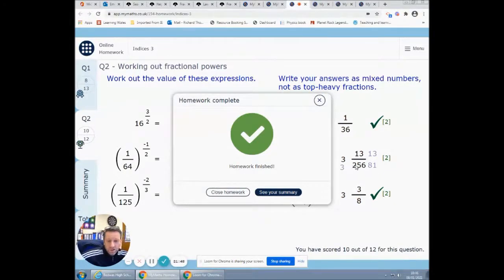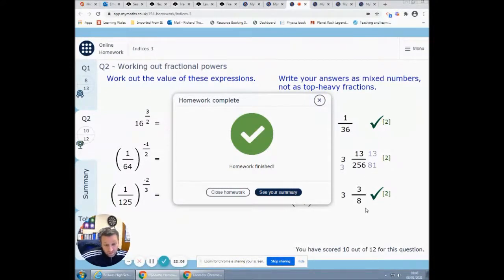Oh, I forgot to change that bottom number to 81 instead of 256. Right, brilliant. Okay, well you can see the error I made there. We did all the maths correct, but I reciprocated the fraction and it was over 81, not 256. So don't make that mistake when you do it.